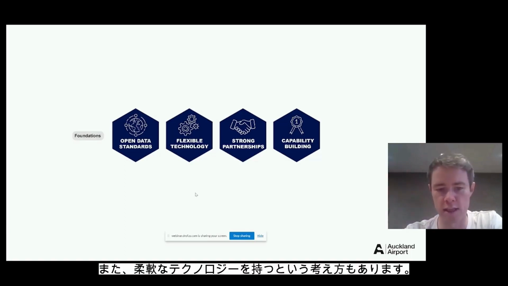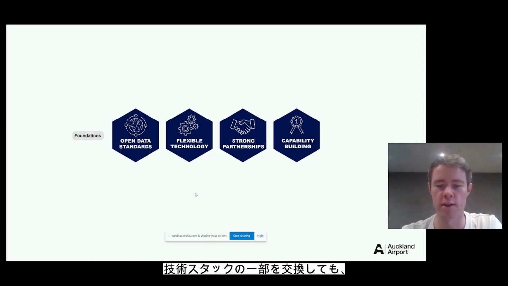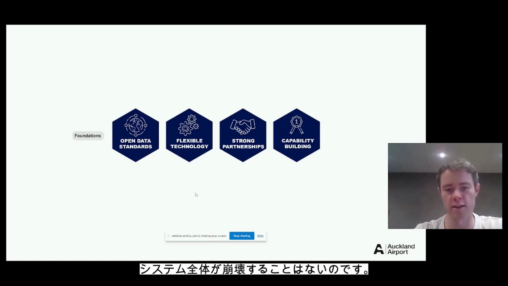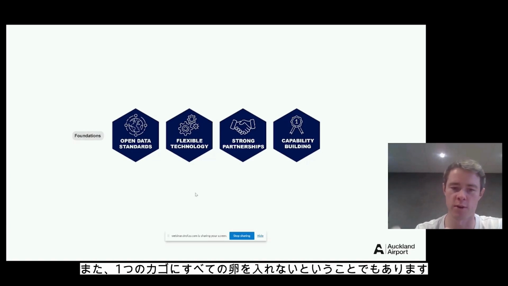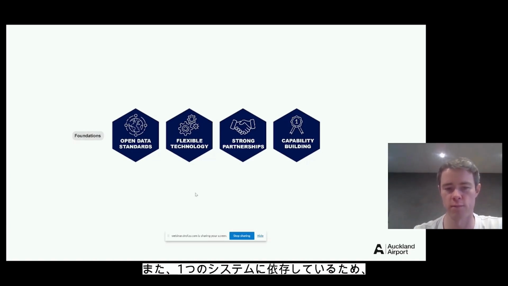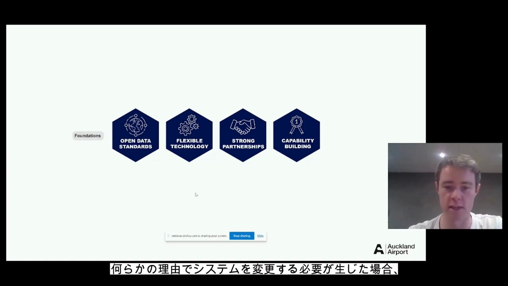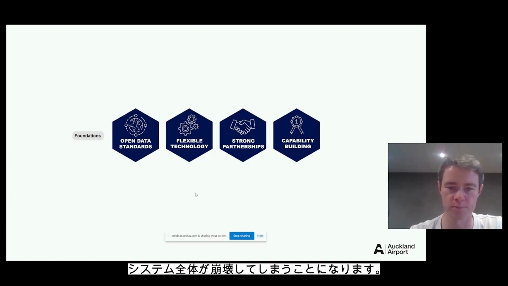And then tied to that is this idea of having flexible technology. So the ability to have technology where we can replace one part of the tech stack and it doesn't make the whole system fall over. It also means that we're not putting all of our eggs in one basket and reliant on one system, so that if we do need to change for some reason, the whole system doesn't fall over.